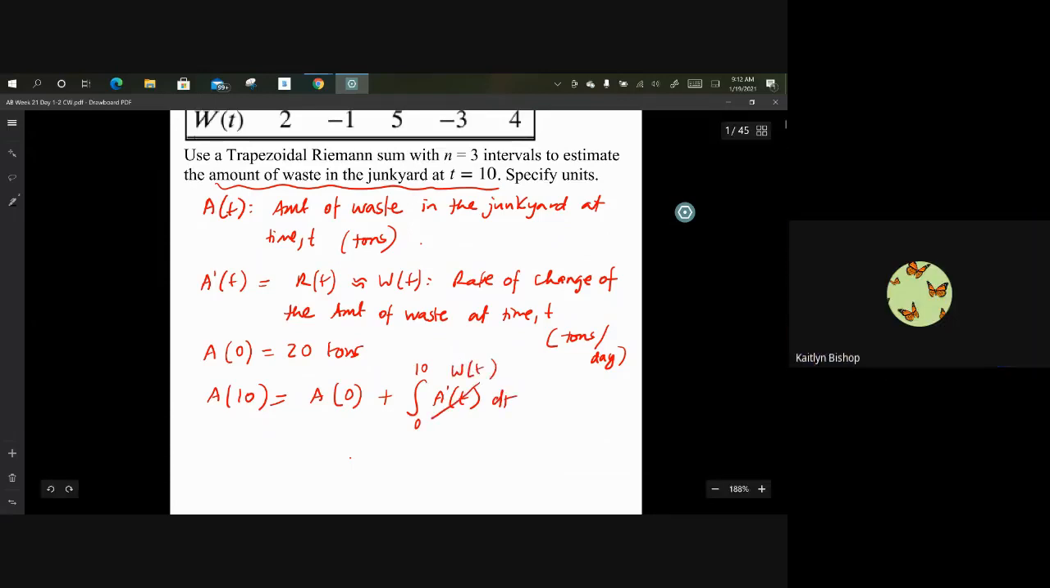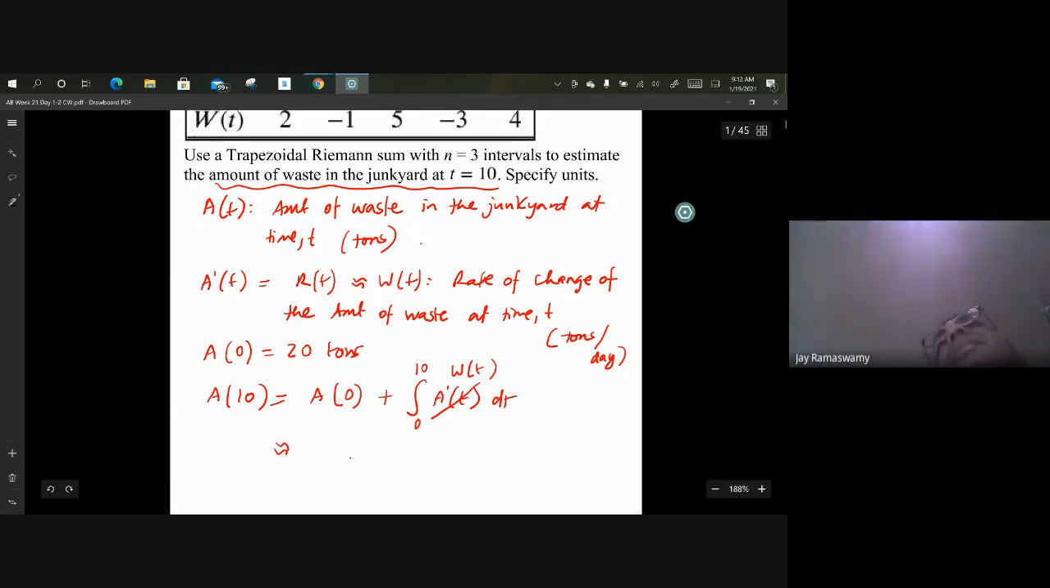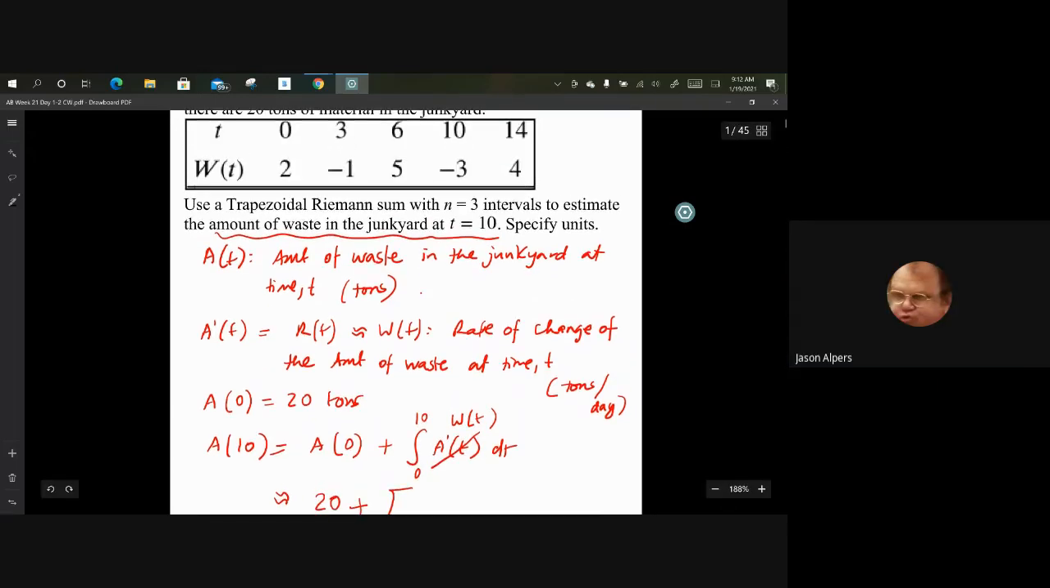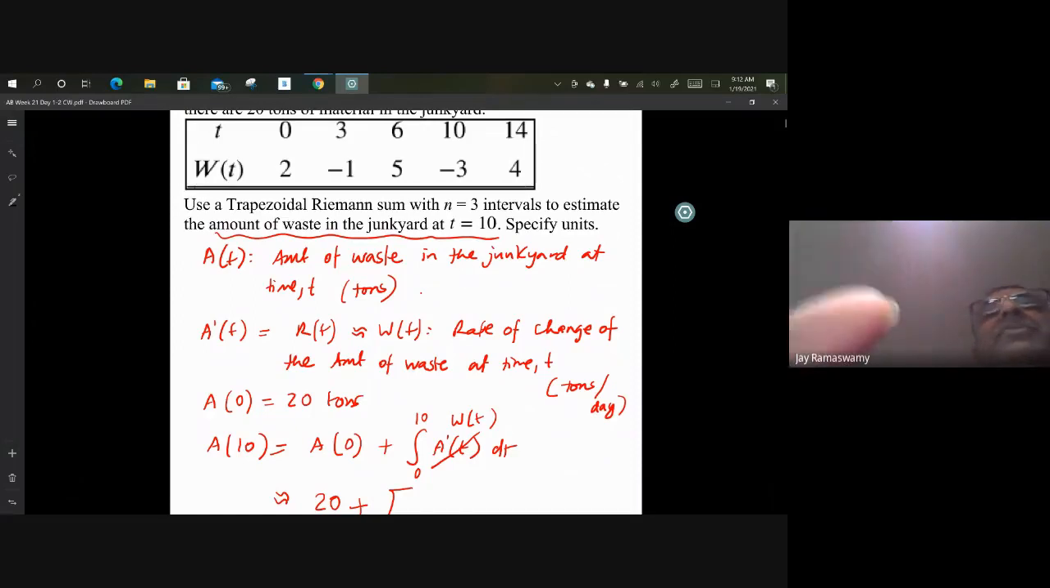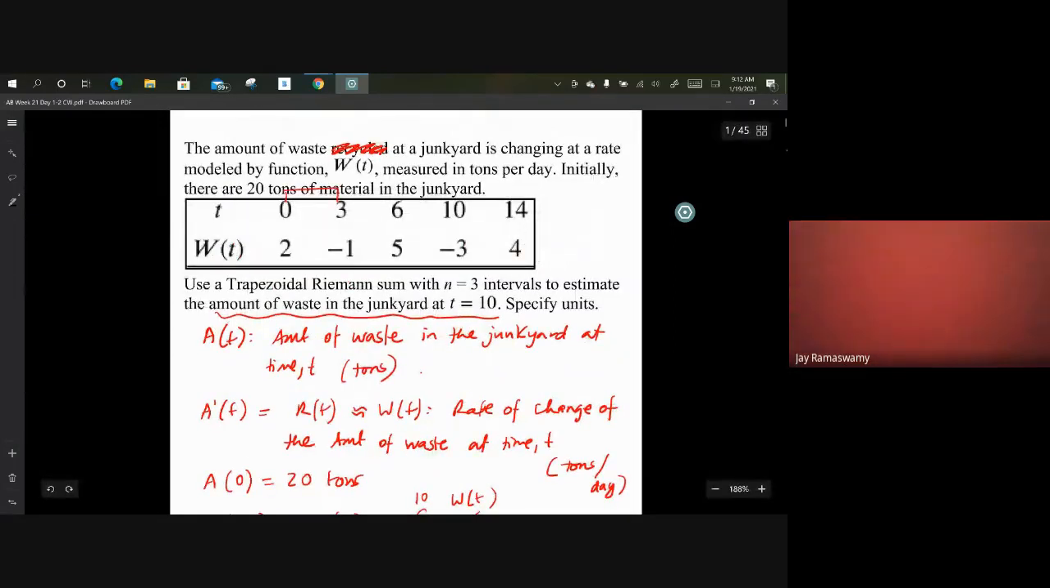Yes. Guys, we're getting ready to approximate now, so write the approximation symbol. Don't write the original approximation symbol. We're doing a Riemann sum now. So A of 0 is given to me, 20. 20 plus brackets. We were using a trapezoidal Riemann sum. It's from 0 to 10, so I'm drawing the trapezoids.